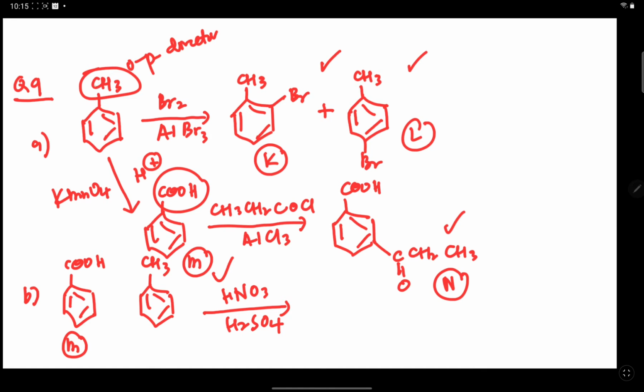Yang ni pula, compound yang ni react dengan potassium permanganate in the presence of acidic condition. Yang ni adalah oxidation punya process. So, dia akan hasilkan carboxylic group here. So, akan produce compound M.